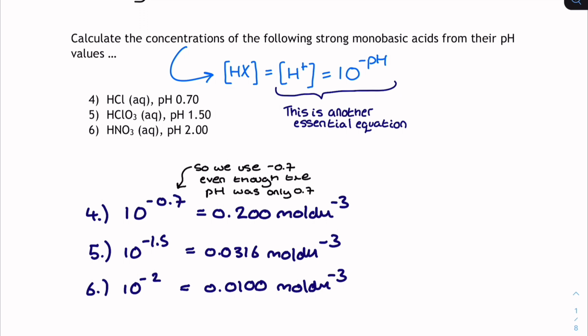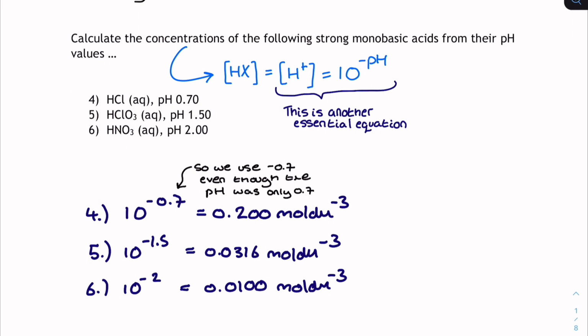even if the pH, as you can see for questions 4, 5, and 6 here, is a positive value. When we do 10 to the power of here, we've got to make sure that the pH is negative. So you'll notice that even though the pH was 0.7 in question 4, I've used minus 0.7 in my calculation in question 4 just below. You can see here for all of these, for 4, 5, and 6, 10 to the power of the negative pH gives me concentrations for all of those solutions.